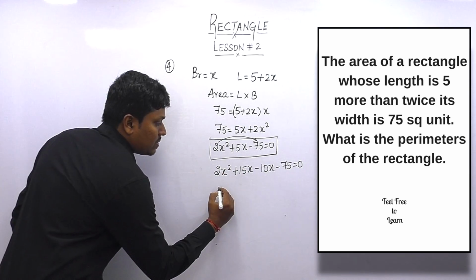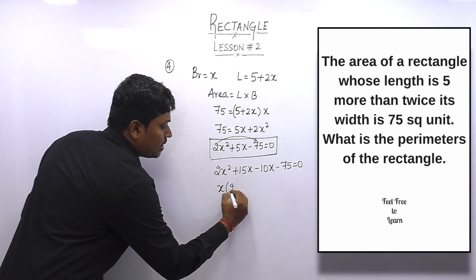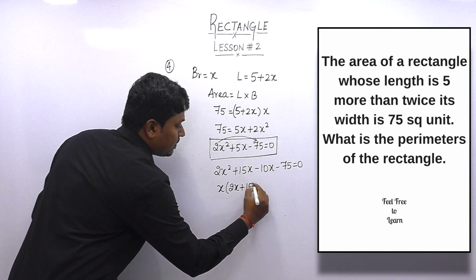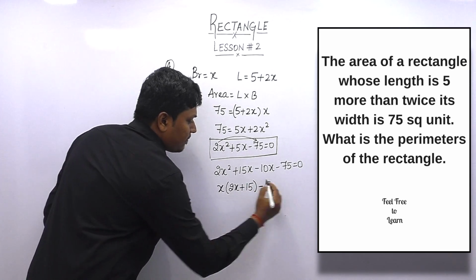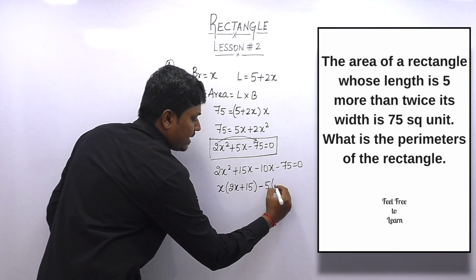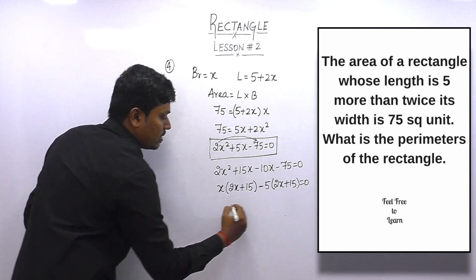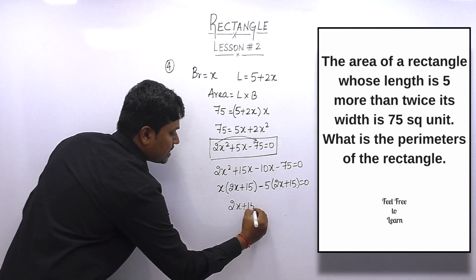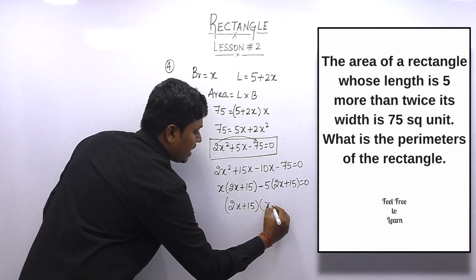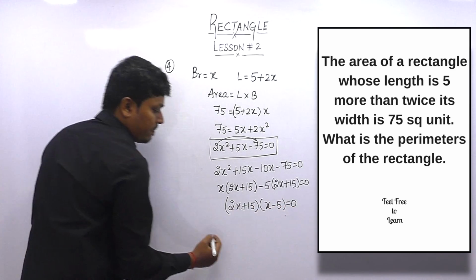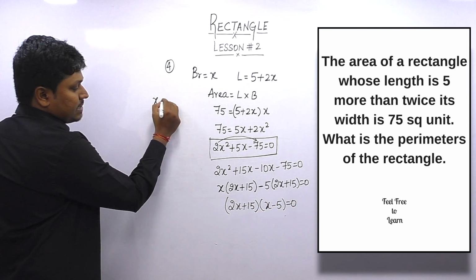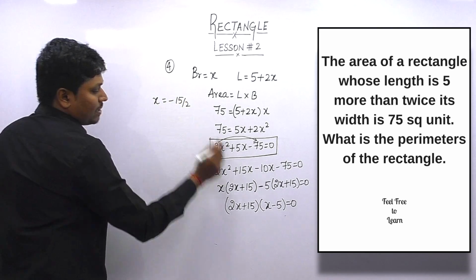So now from the first two terms, we can take x as common. So this will be 2x plus 15. We can take minus 5 as common from the last two terms. So the common term will be 2x plus 15 and the second term will be x minus 5, equal to 0. So this can be written as x is equal to minus 15 by 2 and the second value x is equal to 5.